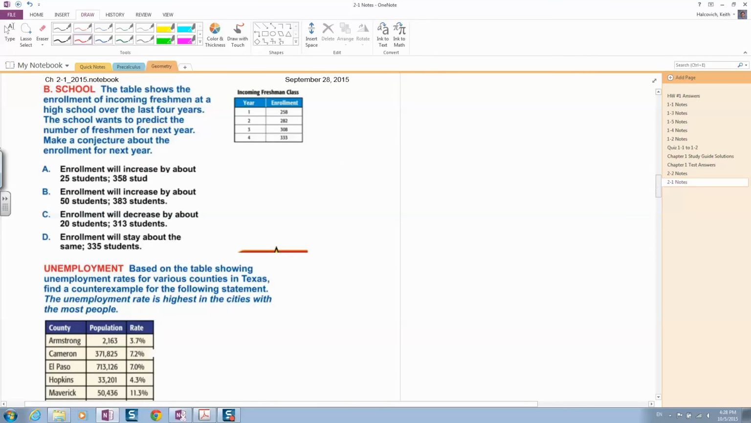All right, next page. It says the table shows the enrollment of incoming freshmen at a high school over the last 4 years. The school wants to predict the number of freshmen for next year. Make a conjecture about the enrollment. Well, if you notice, it goes up 24, then goes up 26, then goes up 25. So if you notice, 50 would be too much. It's not decreasing, it's going up from year to year, so C would not be. It's not staying the same. And notice if you average it, here it's 25, so the enrollment would increase by about 25.